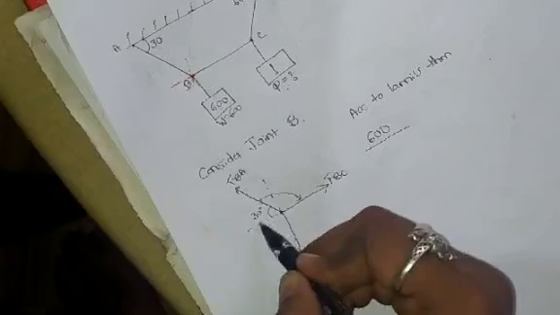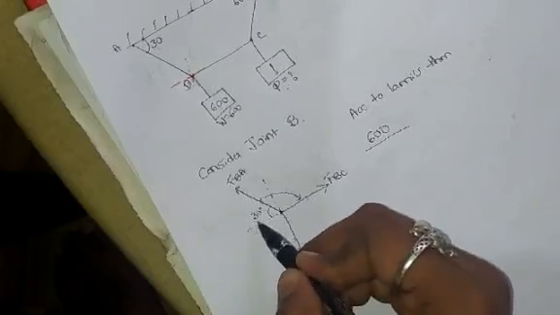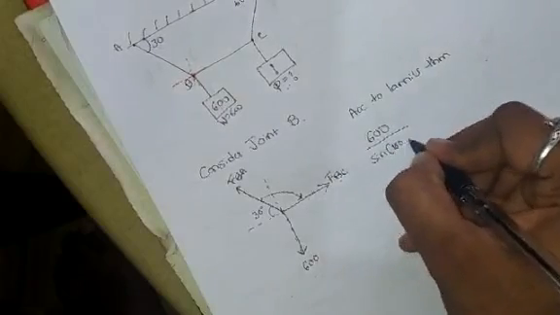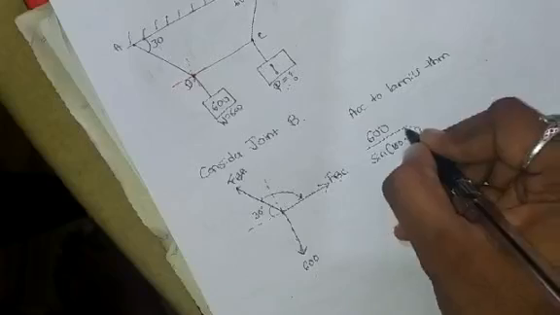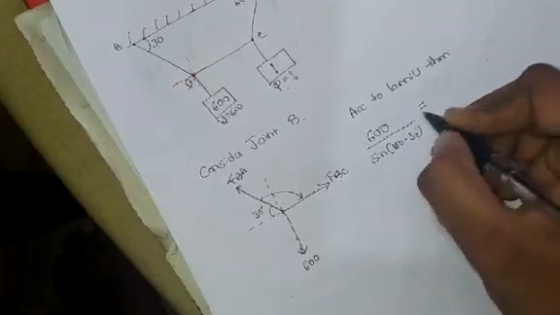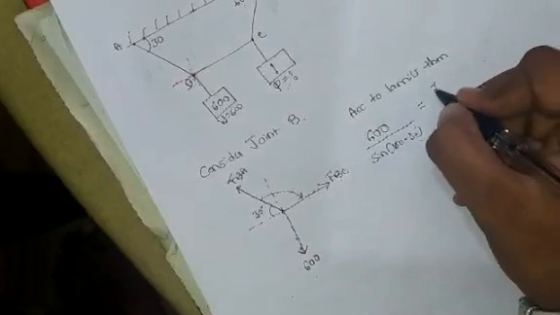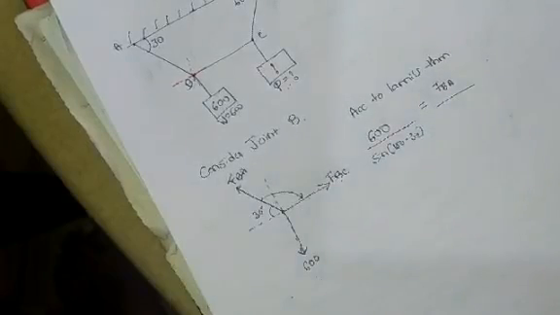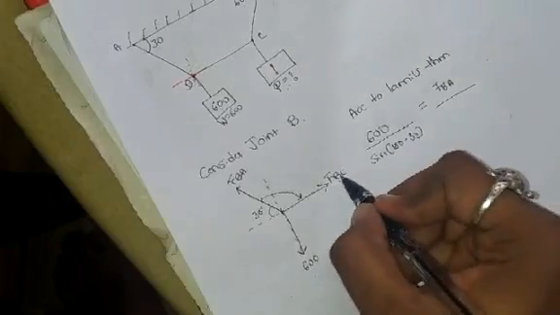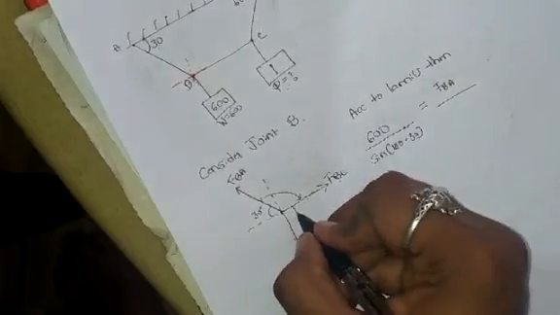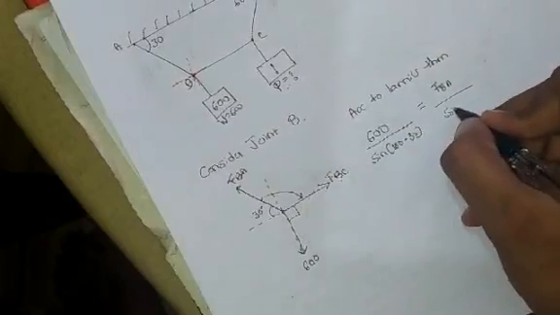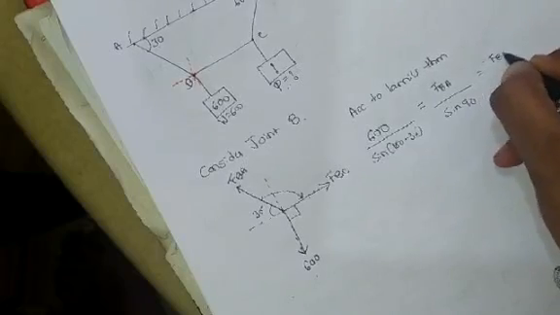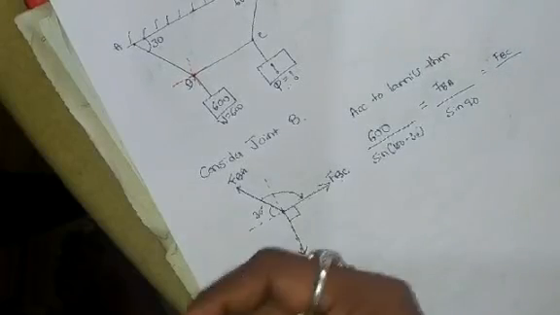From here to here, this is 180. So 180 minus 30 is 150. So it is sine 150 is equal to, I will consider FBA now. When you consider the FBA force, the other two forces are BC and 600. The angle between them is 90, so it is sine 90, that is equal to FBC divided by the sine of the angle between the other two forces.